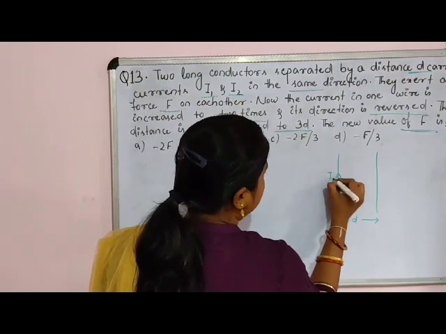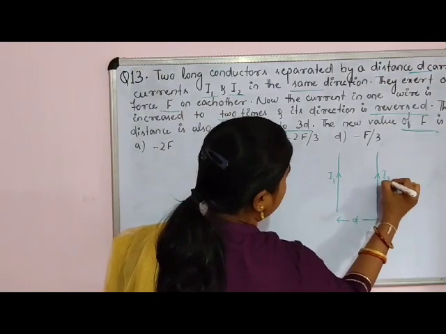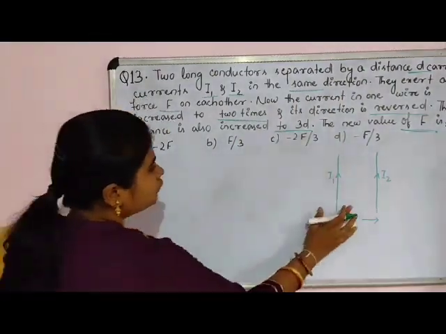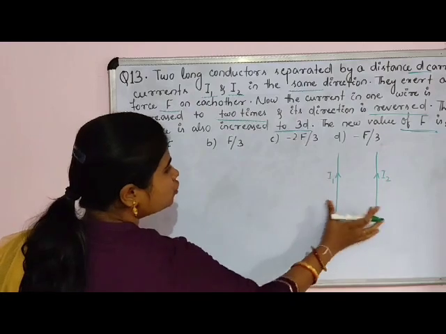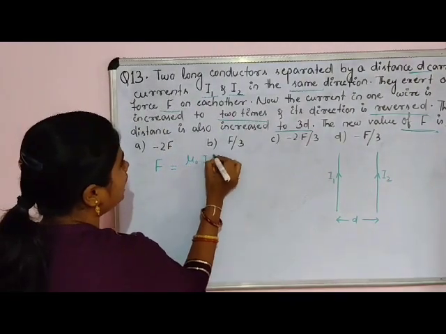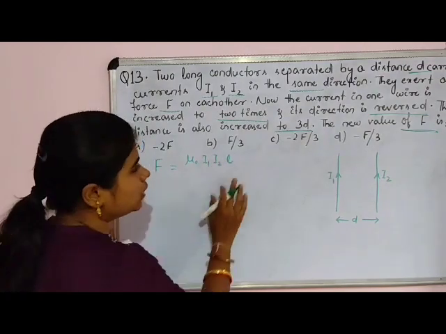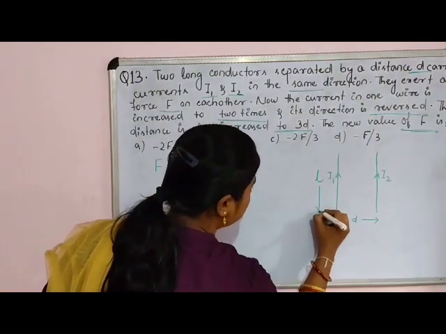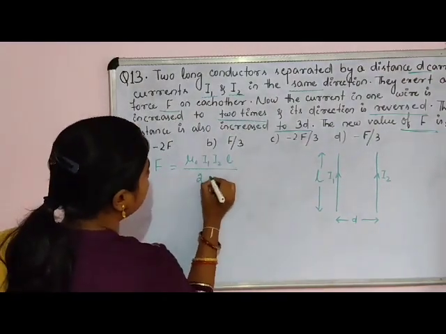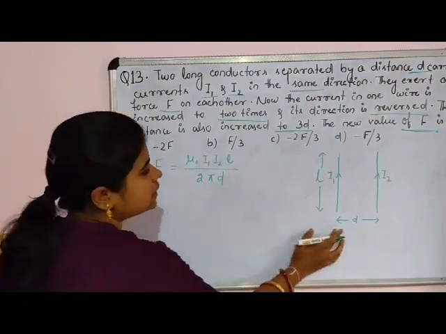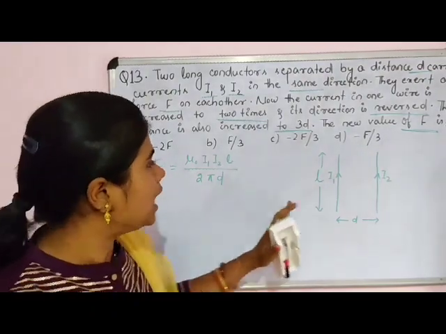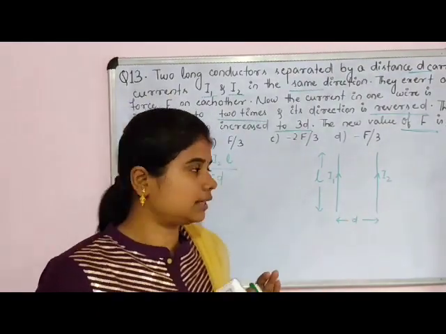Okay. So see everyone, suppose these are the two conductors having distance d between them. Here the current is I1, here the current is I2. They are moving in the same direction. So we know that the force acting between these two wires can be given by mu naught I1 I2 L divided by 2 pi d. What is L? L is the length of the two wires, and d is the separation between the two conductors. Now this is the working formula for the force acting between these two conductors.